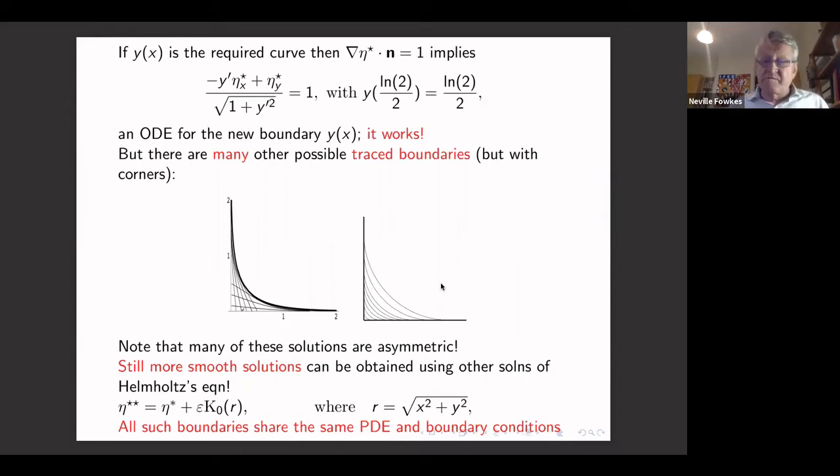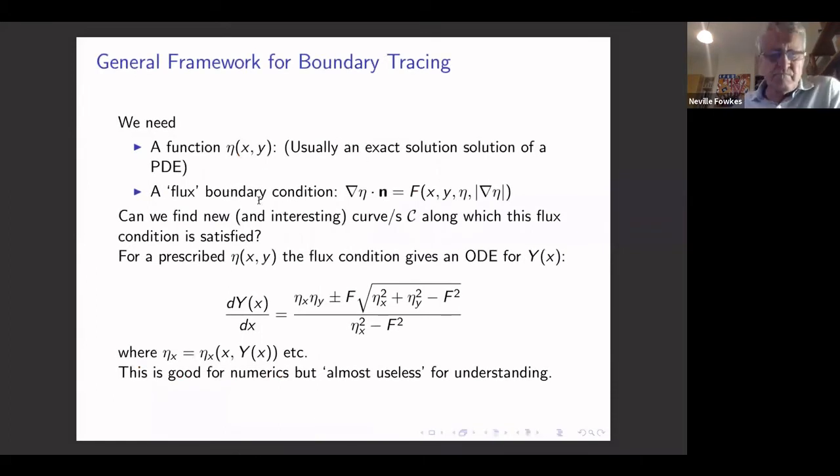This idea that we presented here, the general theory that arises, is really very interesting. The general framework for boundary tracing, which works for linear and nonlinear problems, is the following. We have a particular function which we know, usually obtained by solving a PDE. And then we have a flux boundary condition, and you notice it's grad eta dot n, that's a flux term, is some function. It can be a function of x and y and eta and the grad of eta. It can be horribly nonlinear, and the interesting cases are horribly nonlinear.